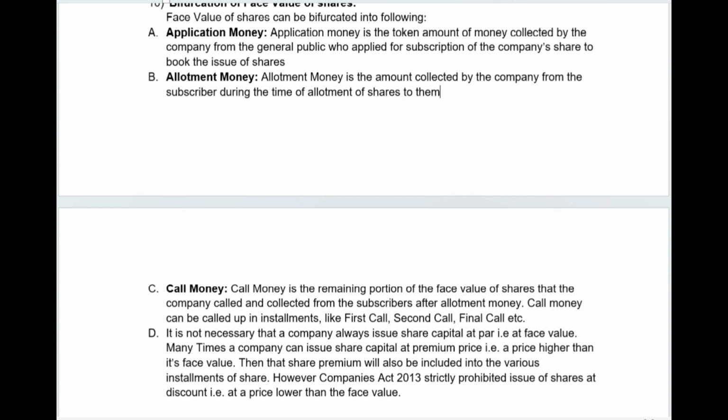But sometimes whenever a profitable company issues shares in the market, their shares have huge demand in the market. In that case, the company issues shares at a premium, that is, at a price higher than the face value. Suppose the face value of the shares of a company is rupees 10, and due to the huge demand, the company issues its shares at a price of rupees 20 per share. Then in that case, 20 minus 10, that is the remaining rupees 10, will be the securities premium.